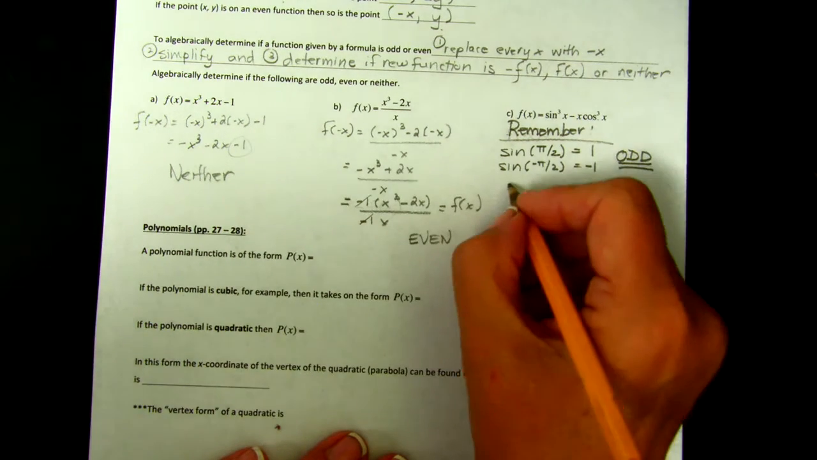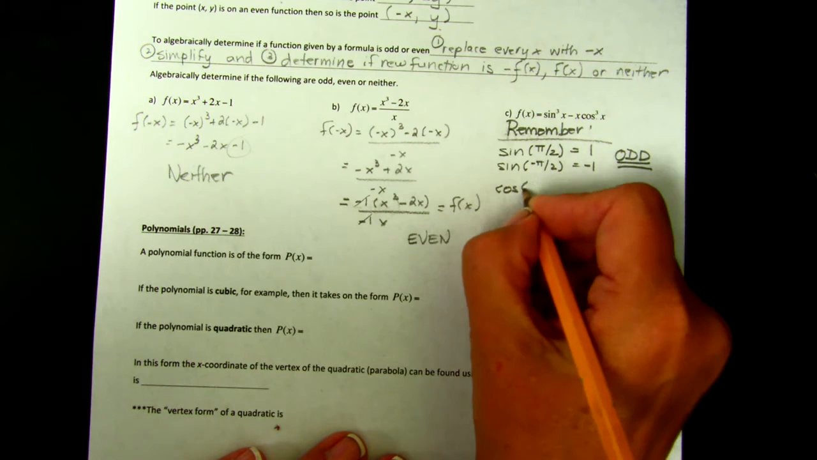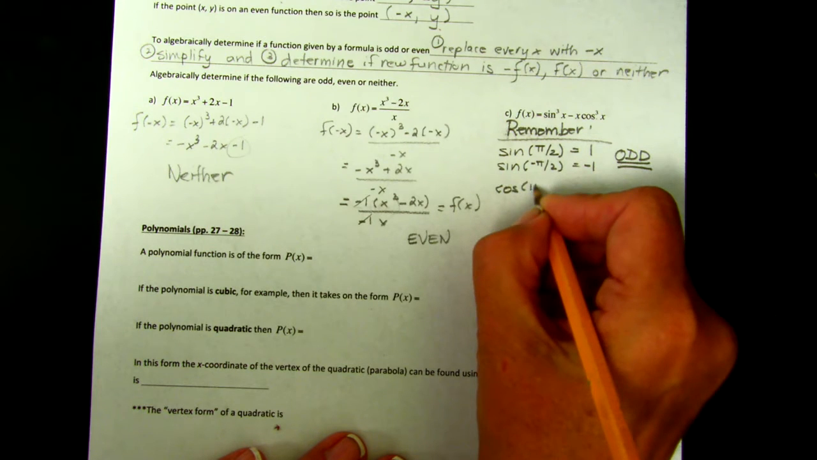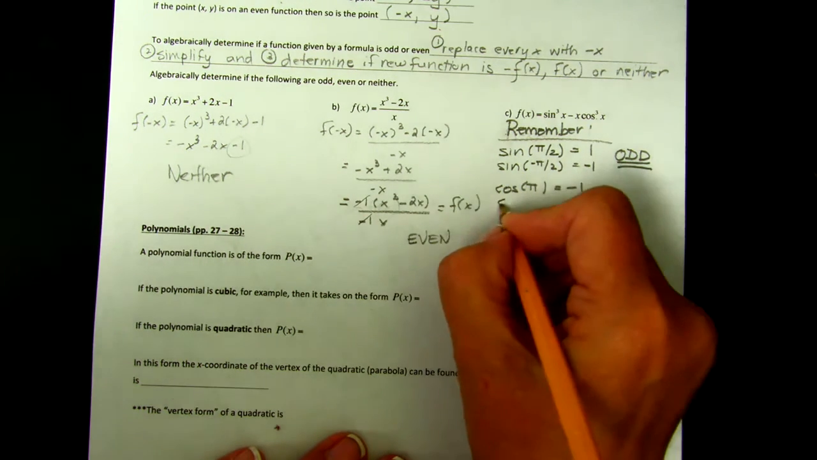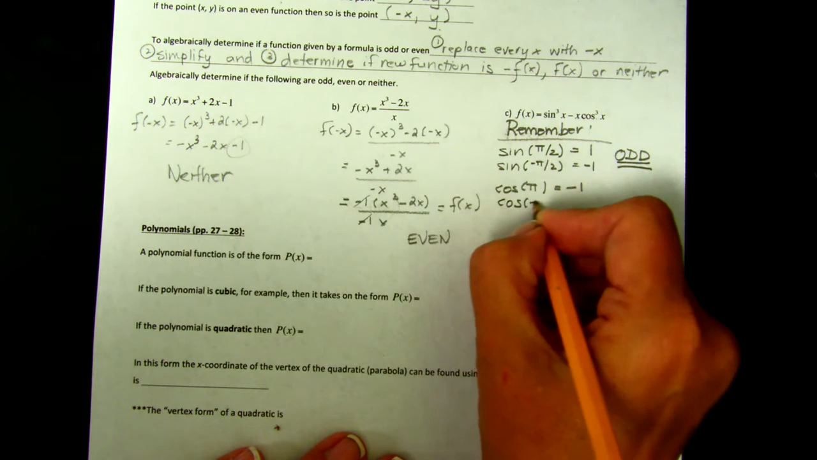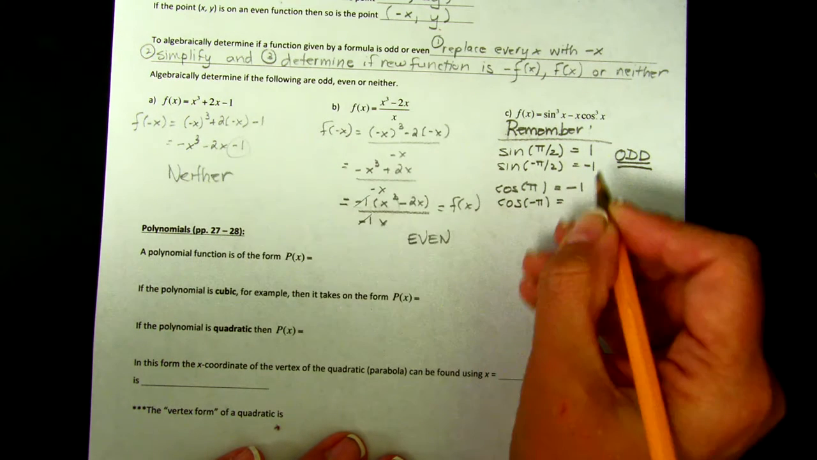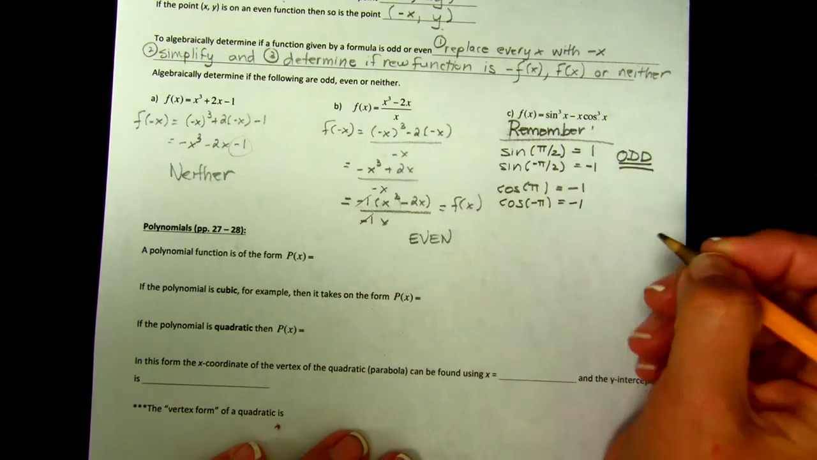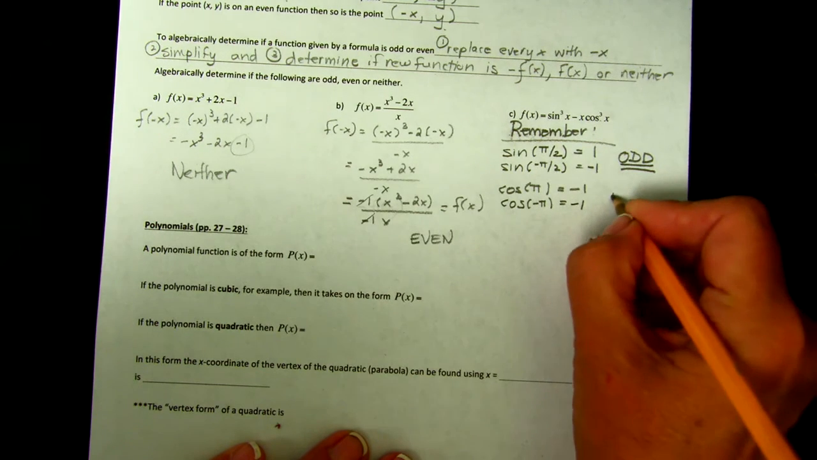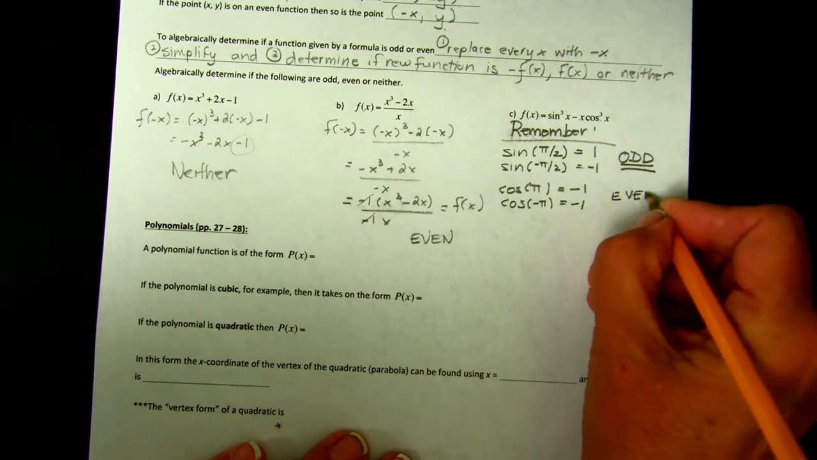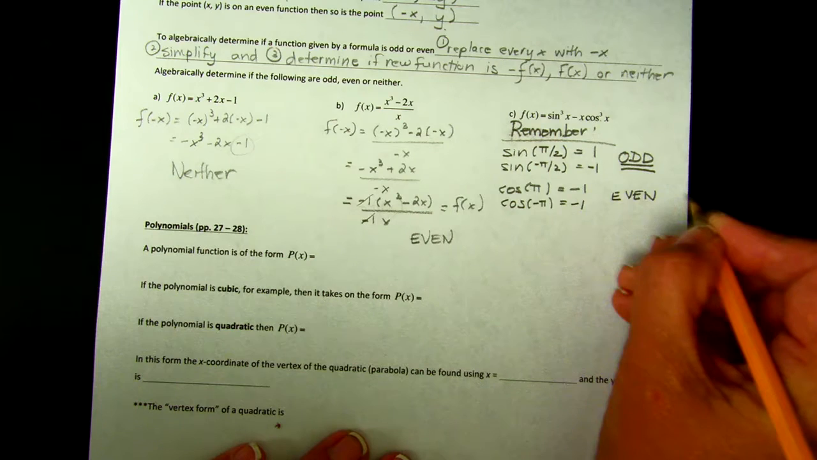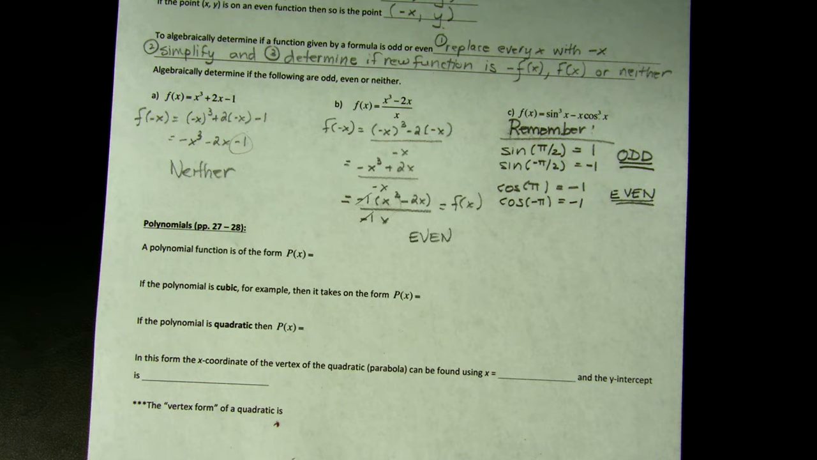All right, now let's look at cosine. The cosine of pi is negative 1. The cosine of the opposite of pi, if we go back around the other way, we still get negative 1, and so cosine is an even function.